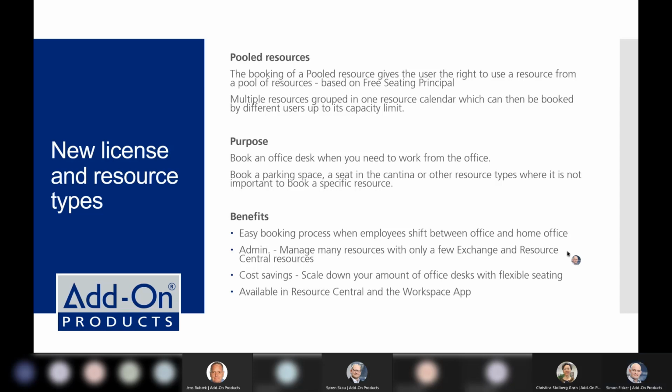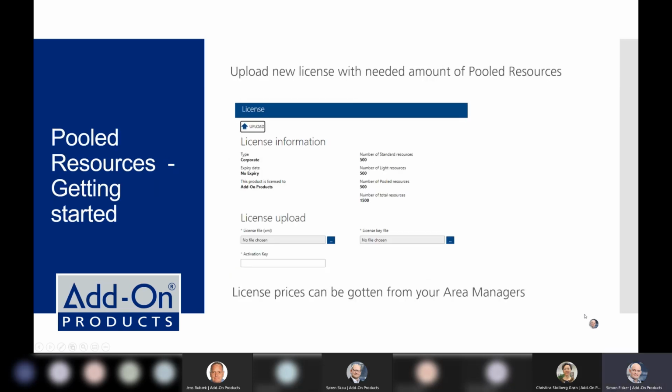So how do you do it then? What does it require? Well, it's a new license, so you would of course need to upload a new license. Price lists and so on can be gotten from area managers and will not be covered on this meeting. But when you get through this part, you have uploaded the license. You'll be able to see that you now have a new license type called pooled resources. In my case, I have 500 of them.